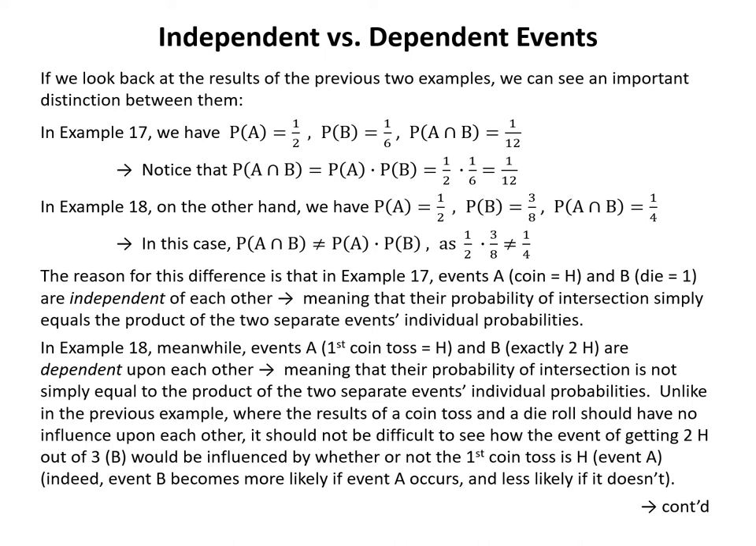Unlike in the previous example, 17, where the results of a coin toss and a die roll should have no influence upon each other, it should not be difficult to see how the event of getting two heads out of three, which is event B, would be influenced by whether or not the first coin toss is heads, which is event A. Indeed, event B becomes more likely if event A occurs and less likely if it doesn't.